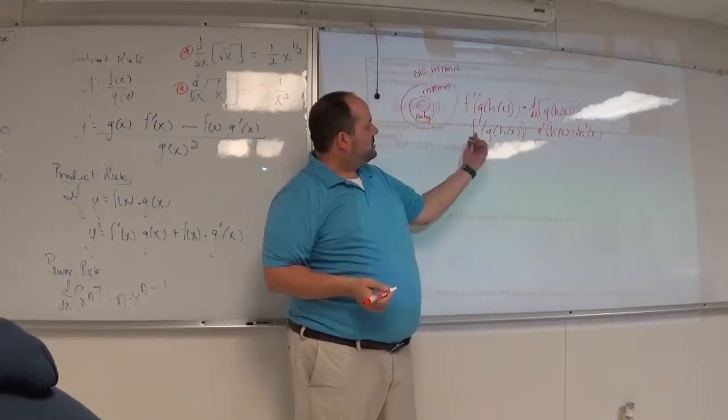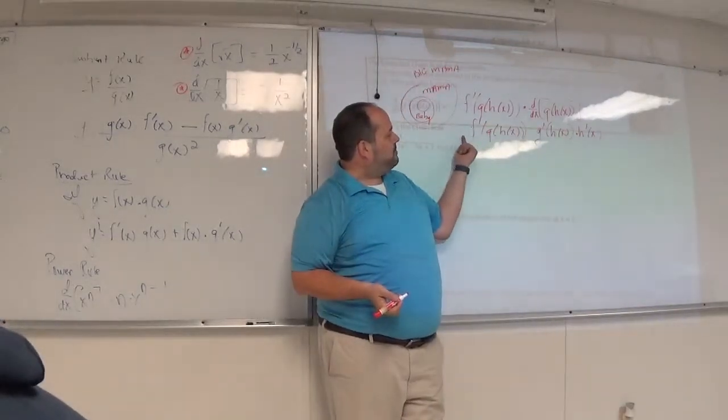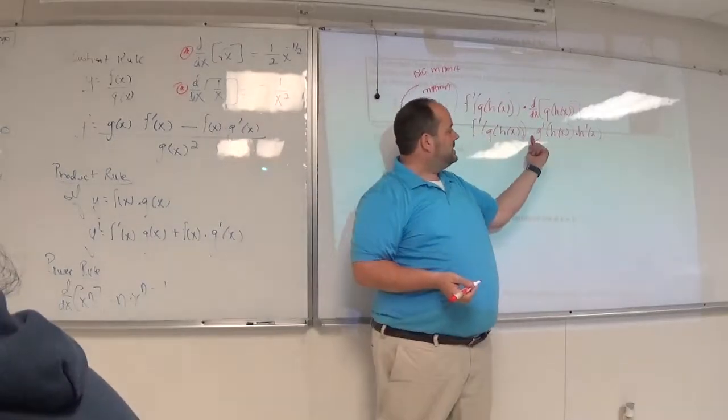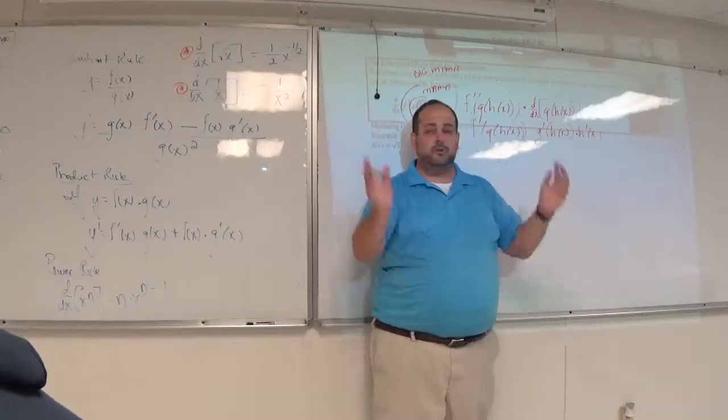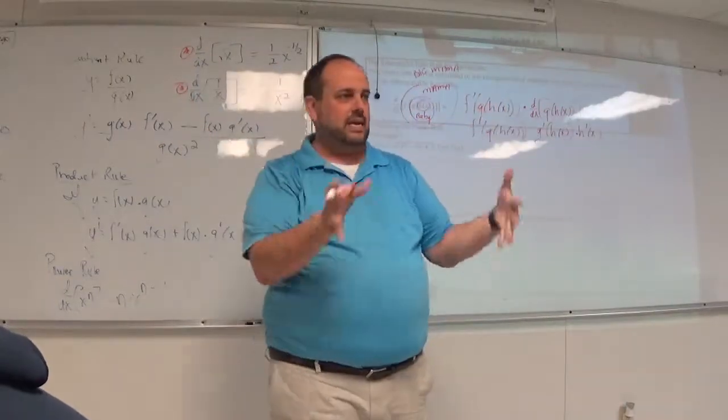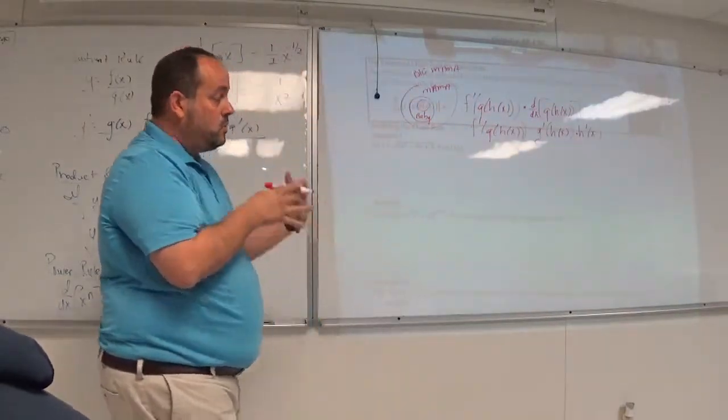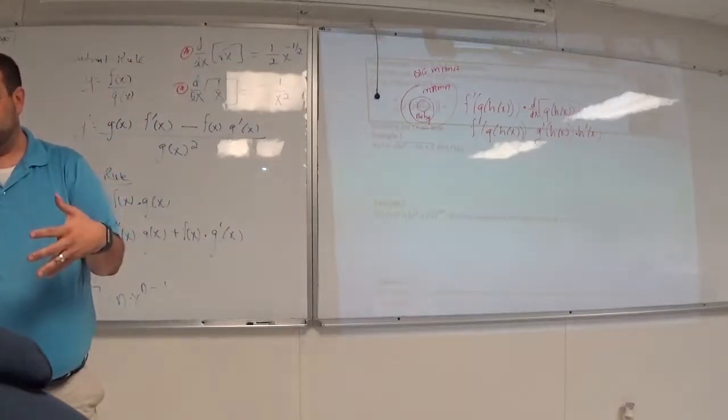Okay, so extended chain rule says f prime of g of h of x times g prime of h of x times h prime of x. You start on the outside and you keep taking derivatives, one layer at a time. You're not going to cry.